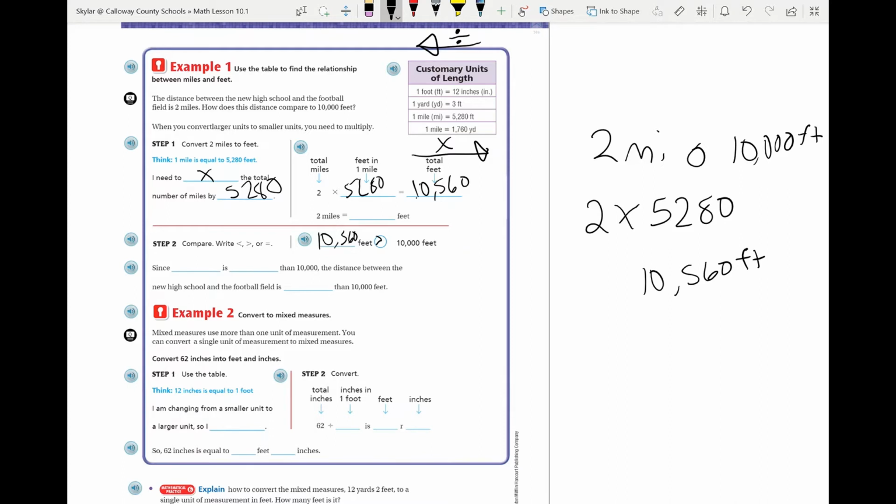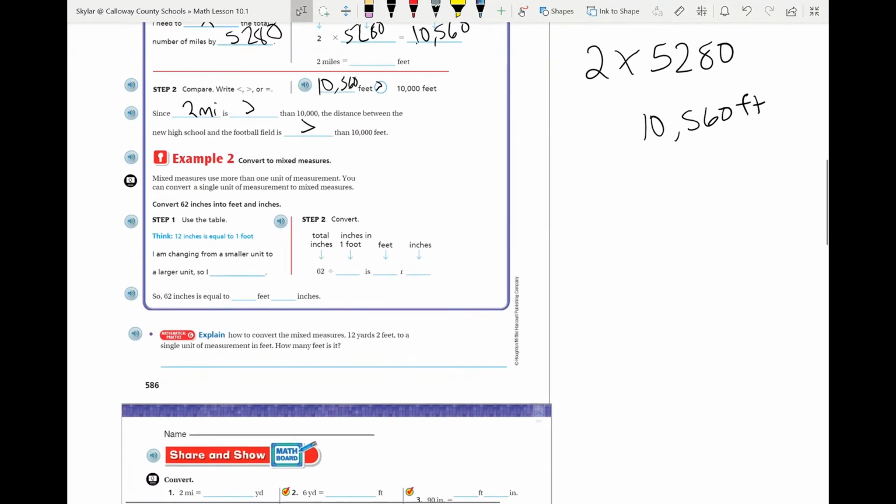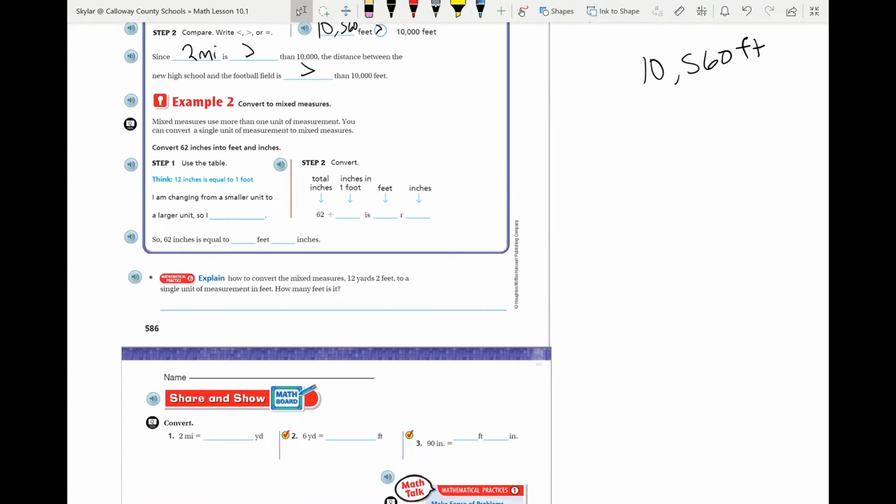So since 2 miles is greater than 10,000, the distance between the new football field and the new high school field is greater than 10,000 feet. All right, so not too bad.